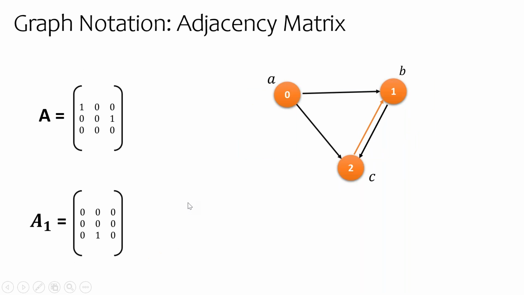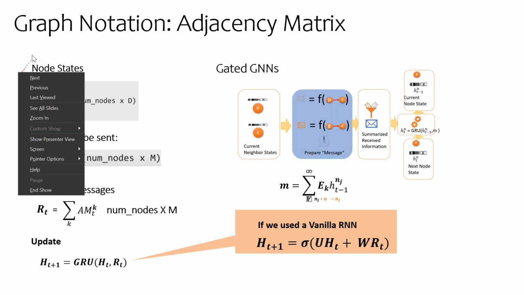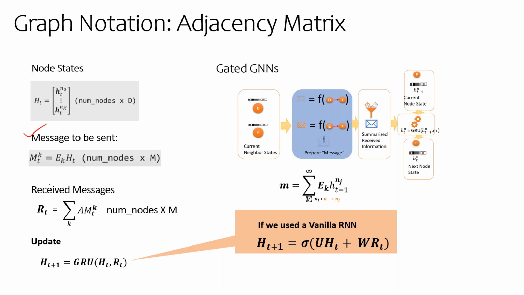So the total matrix calculation is formulated stepwise like this: the node state, then the message to be sent, and the received messages, and then we concatenate as an update, right? At the node state we get the states of all these nodes, h_t for n0, n1 up to nk, so the number of nodes times d, right? Then the messages to be sent is m_k^t, which is e_k times h_t of the nodes. So we get the node state multiplied with e_k, the edge of each of the nodes, right?